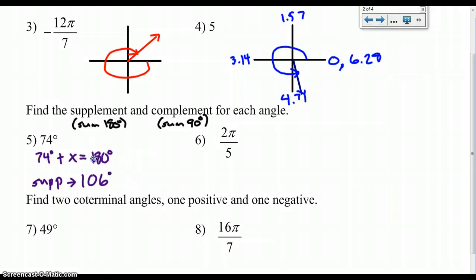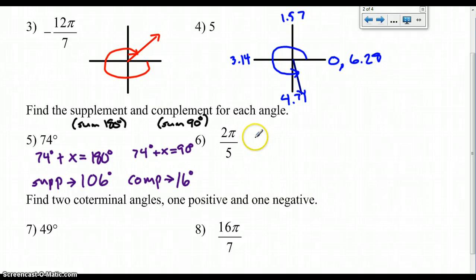For the complement, I'm just looking at the difference between 74 and 90. I don't expect that you'll typically write this out, but if you'd like to, it's definitely fine. So our complement here is 16 degrees. For number 6, we're going to go through a similar process, but you'll notice that this angle measure is given to us in radians rather than degrees.